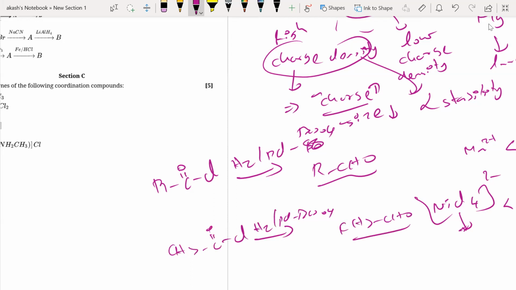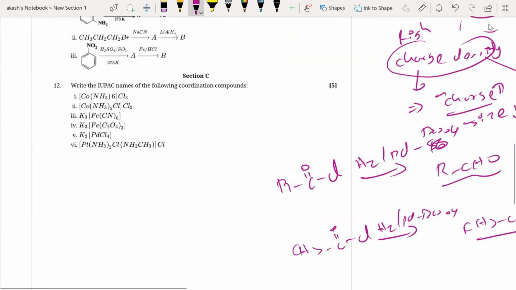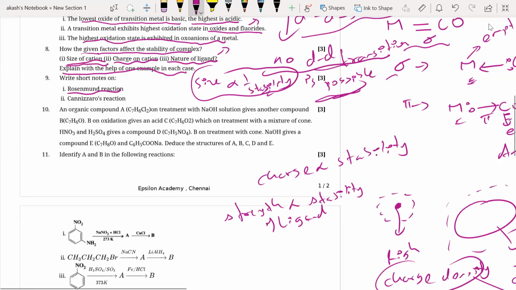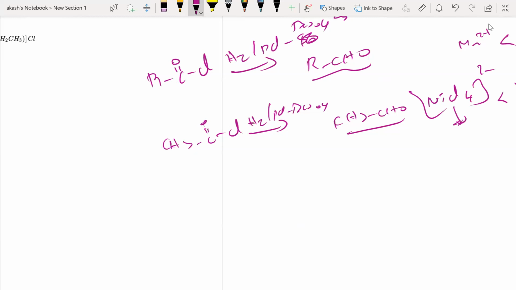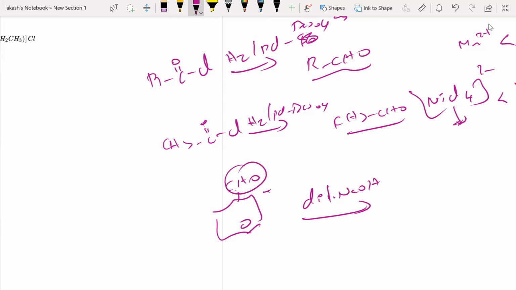Okay. Next, Cannizzaro reaction. You can tell that the Cannizzaro reaction is a disproportionation reaction. I should not have any alpha hydrogen present. Right? So you can give one example. Say I have benzaldehyde, and I go for dilute NaOH. Now this is going to get oxidized, and the same thing is going to get reduced. That's why we call it a disproportionation reaction, right?